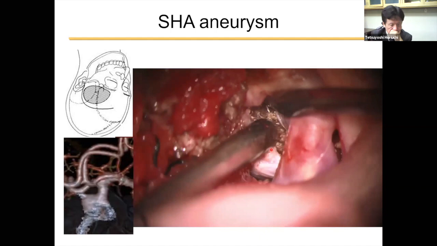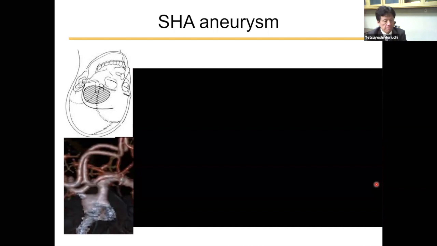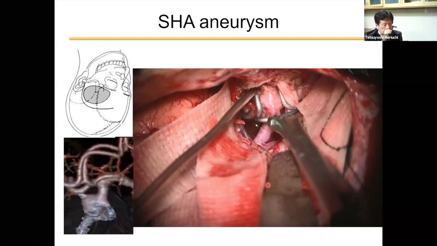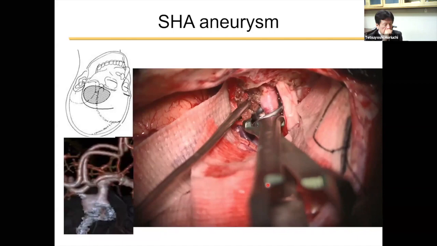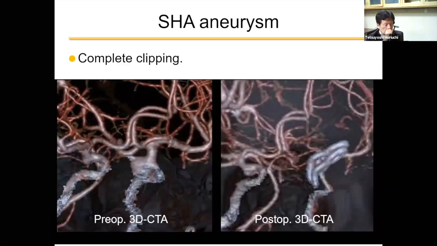Surgicel is used to create some space between the aneurysm and surrounding structures. Control ICG showing the aneurysm. A ring clip is used for obliteration. Postoperative course is okay, and postoperative CTA shows good obliteration of the aneurysm.